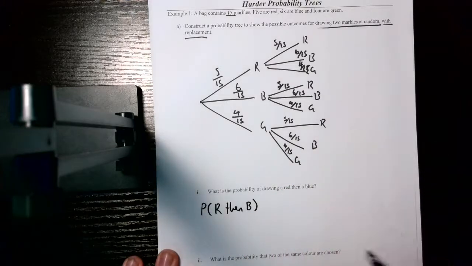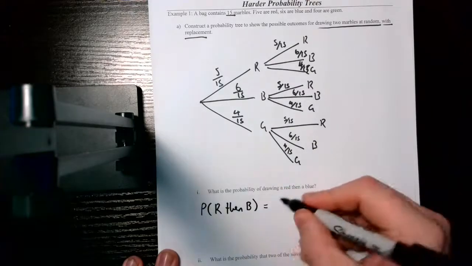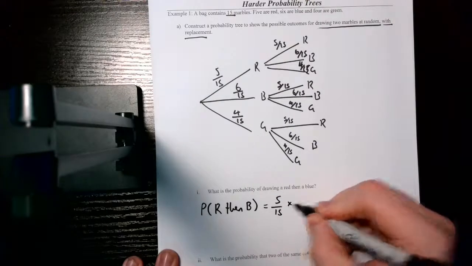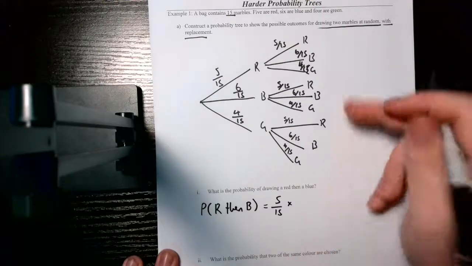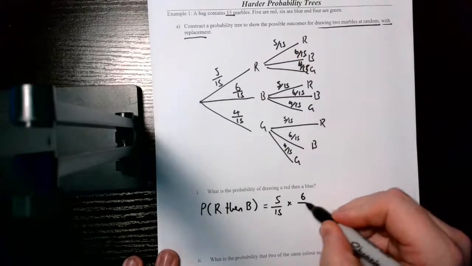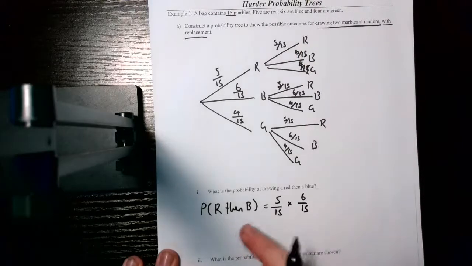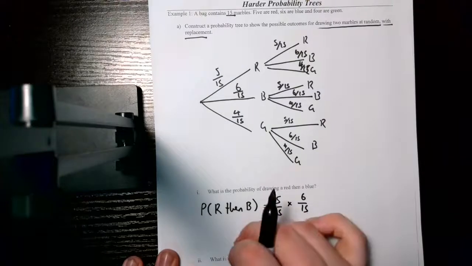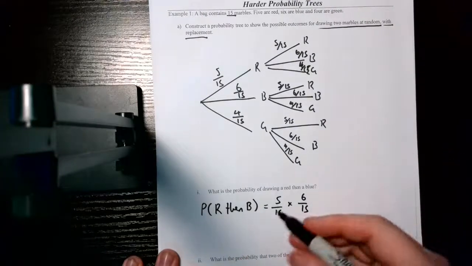Okay, notice that I've just shortened that down to just be the letters, is equal to our 5 15ths multiplied by our 6 15ths for our next branch. Okay, notice this is being very specific about the order. It wants the red first and then the blue. It's counting that as a distinct event.